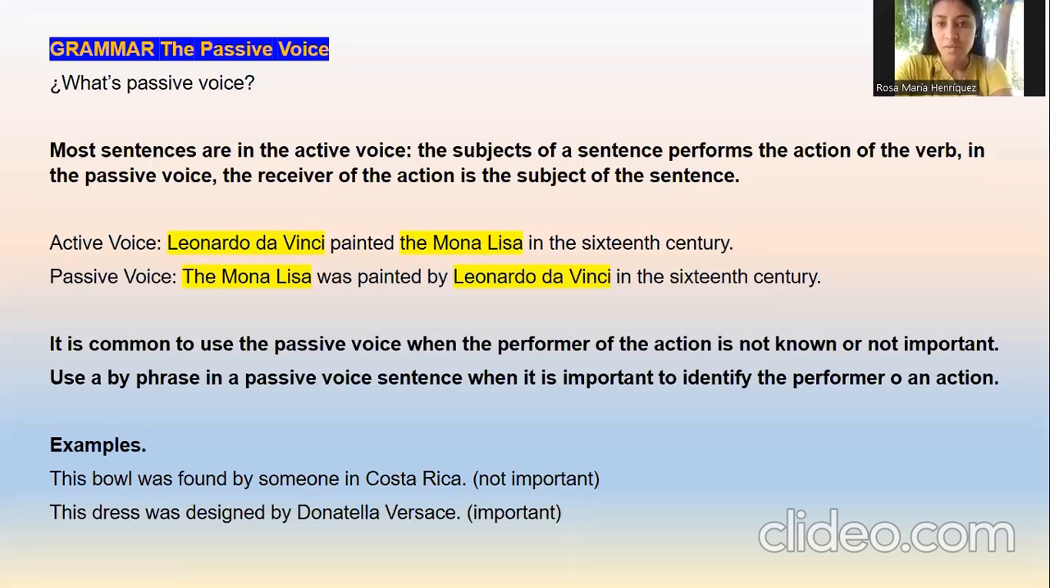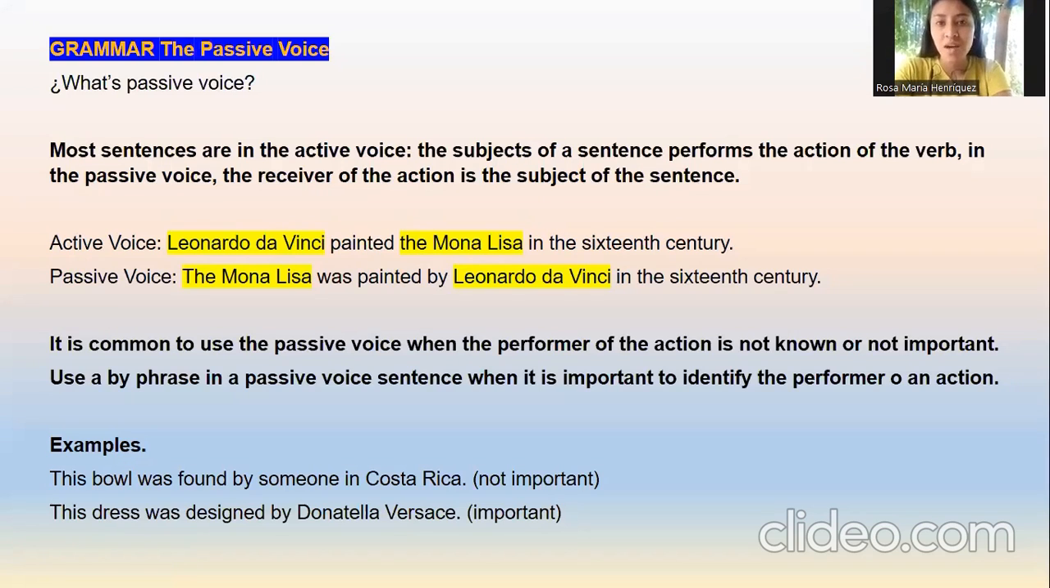A passive voice sentence consists of the subject plus the verb to be in the correct tense plus the past participle of the verb needed. It is common to use the passive voice when the performer of the action is not known or not important.